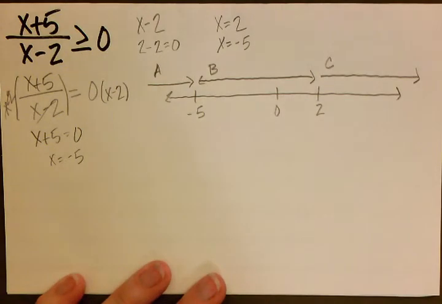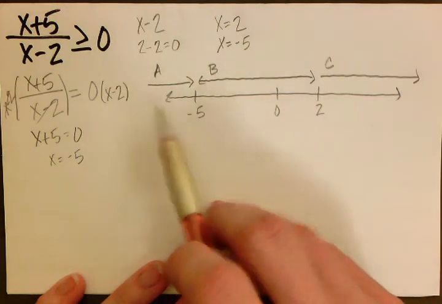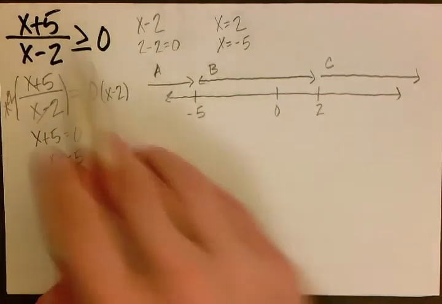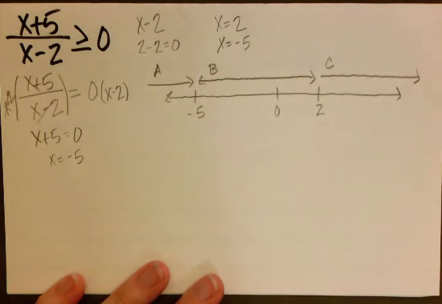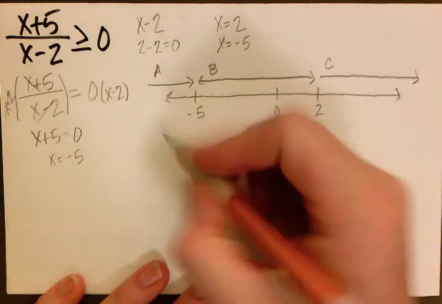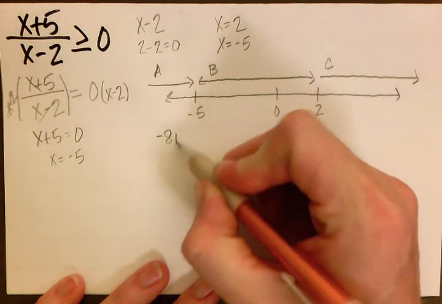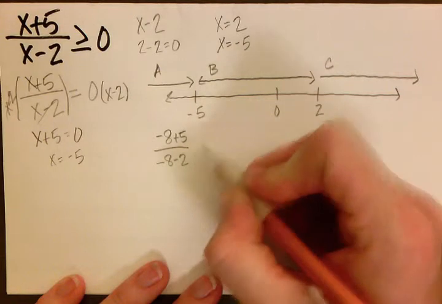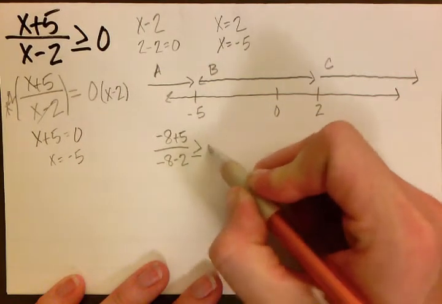Now what we want to do is make a test point. What we can do is pick any number between negative infinity and -5 and test it in our inequality to see if it's true or false. So in this case, I'm just going to pick -8 because we know that -8 is between negative infinity and -5. So we have (-8 + 5) over (-8 - 2) greater than or equal to 0.